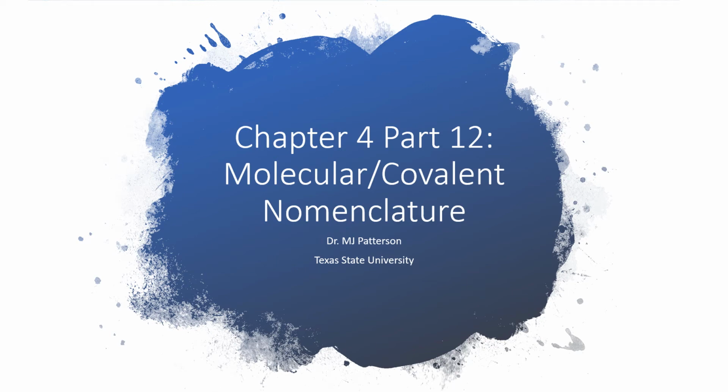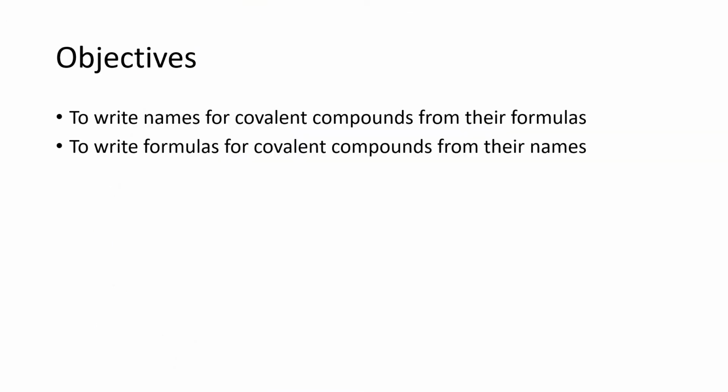Hi Bobcats! In this video we're going to take a look at how we write formulas for and names for covalent or molecular compounds. These are the compounds composed of a nonmetal plus another nonmetal. Our objectives are to go both ways, take the name and write a formula, or take a formula and write a name for covalent compounds.